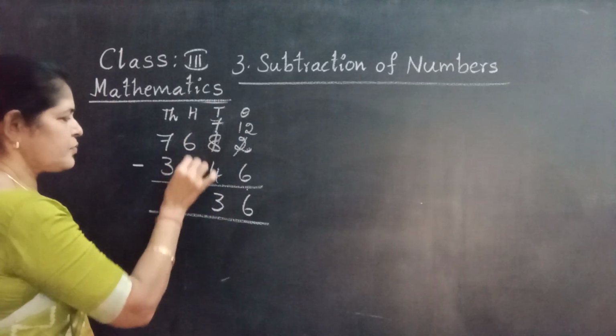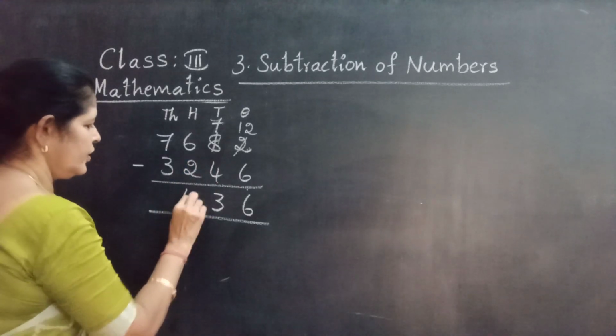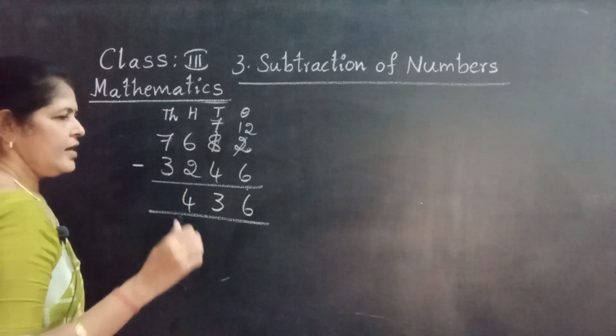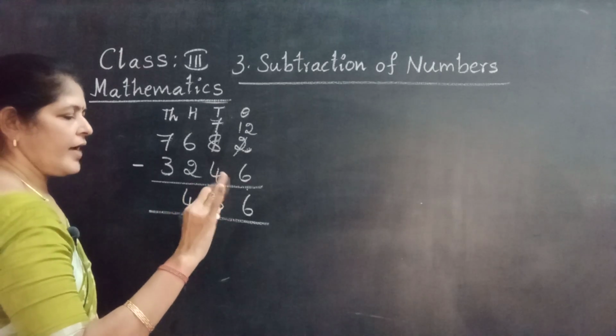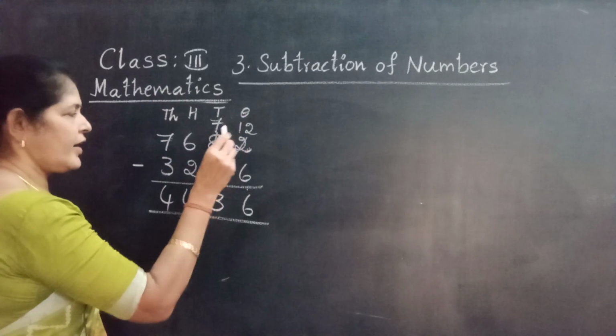Now 100. 6 minus 2. 3, 4, 5, 6, 4. 1000. 7 minus 3. Close fingers. 4, 5, 6, 7, 4. Here using concept only one time.